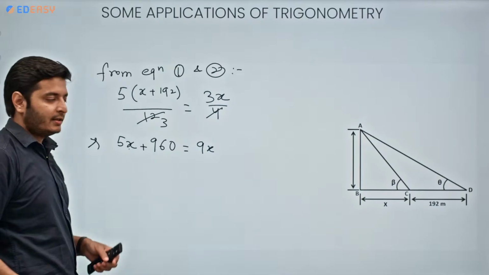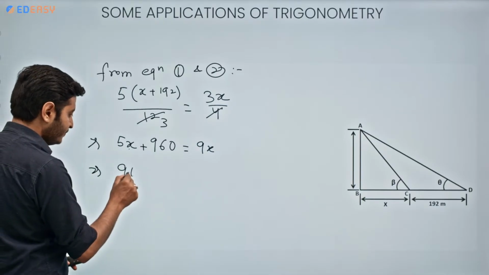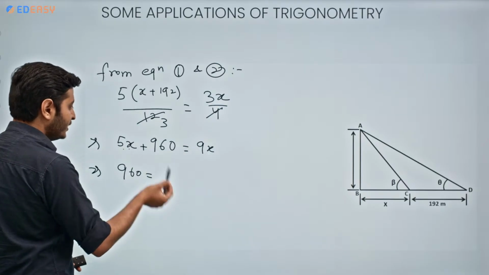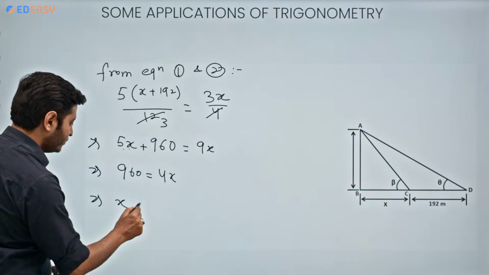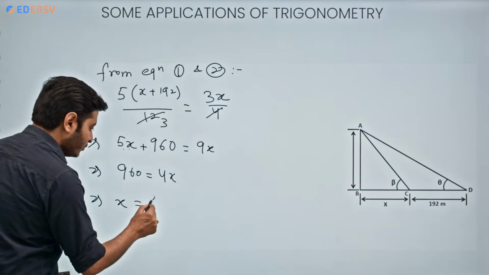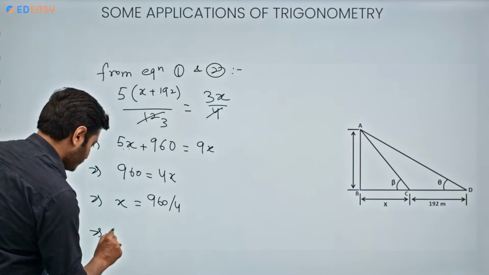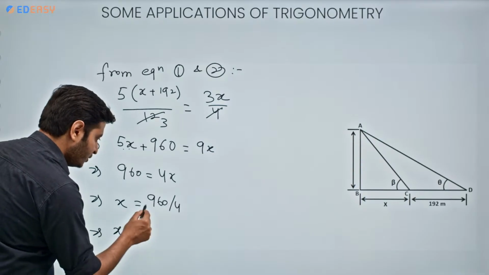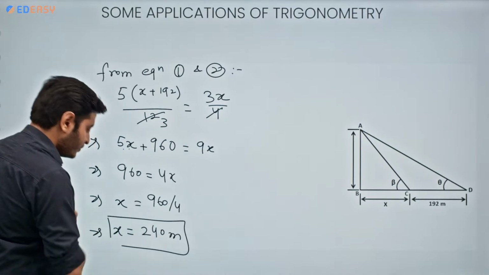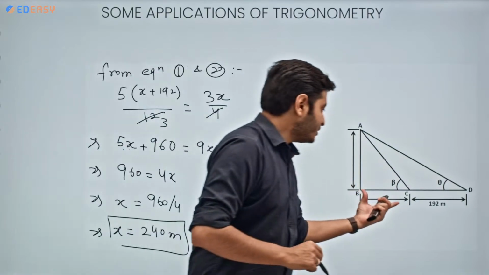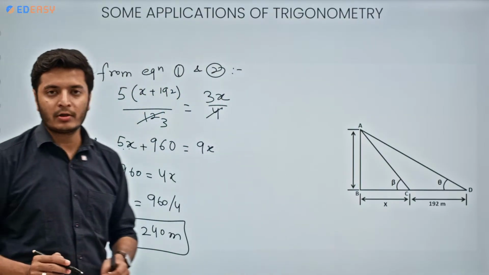Transpose this to the right side because they are like terms. So it will become 960 is equal to 9x minus 5x, 4x. So the value of x would be 960 by 4. That is, x is equal to 240 meters. So the distance between point B and point C is now known to us, that is 240 meters.